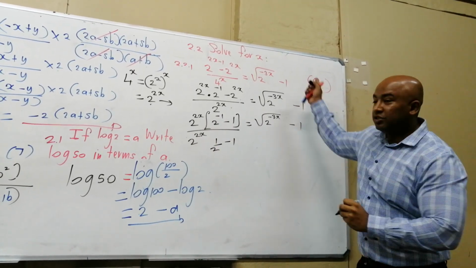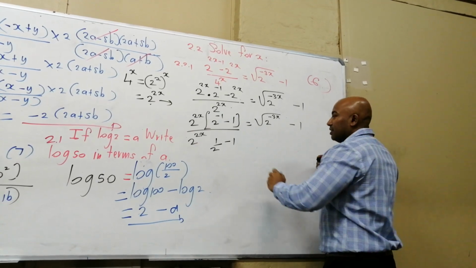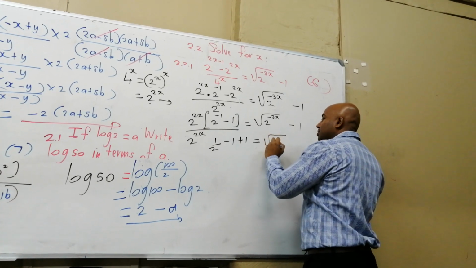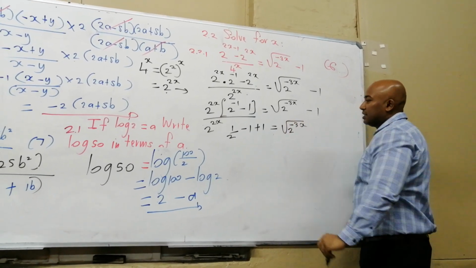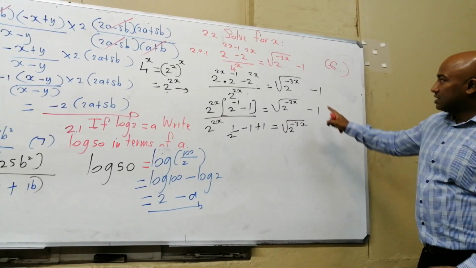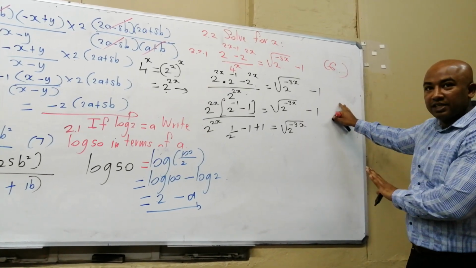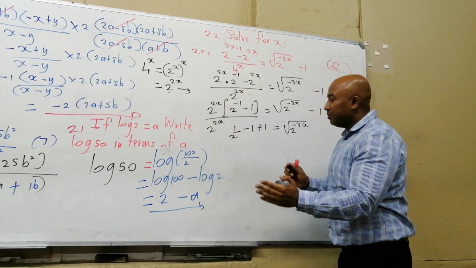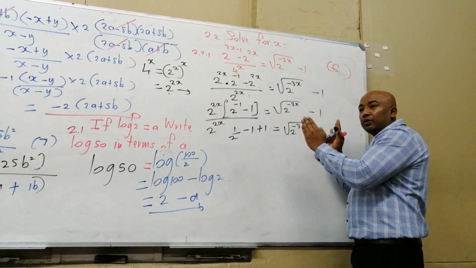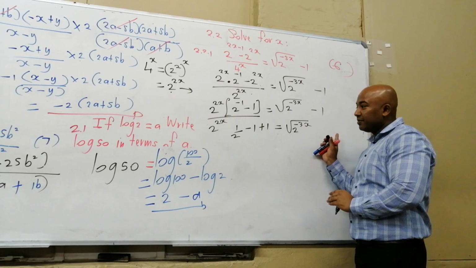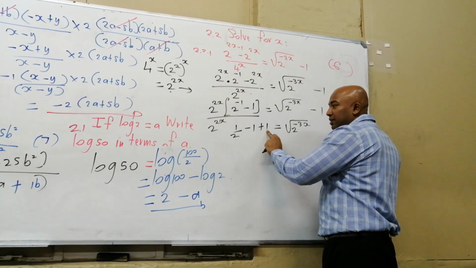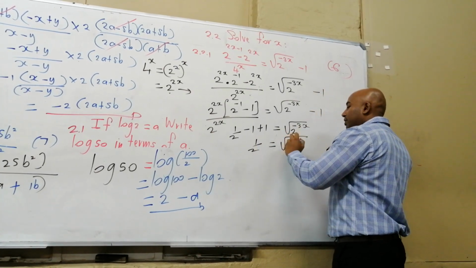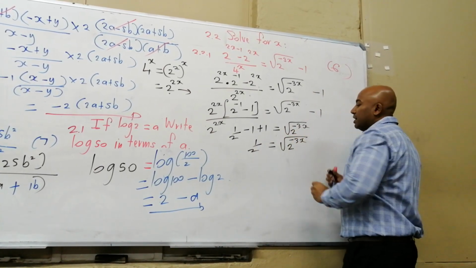Okay, so now I've got 2 to the power minus 1, which is 1 over 2, minus 1. Let me take this to the left hand side also. And I got plus 1 is equal to the square root of 2 to the power minus 3x. This minus 1 was a separate term there, you can see that. Now what am I trying to do now? I want to isolate. That means I want the part with the square root alone on one side. So I got minus 1 plus 1, that's 0, so I just got the half is equal to the square root of 2 to the power minus 3x.